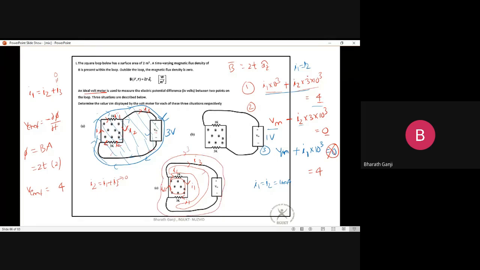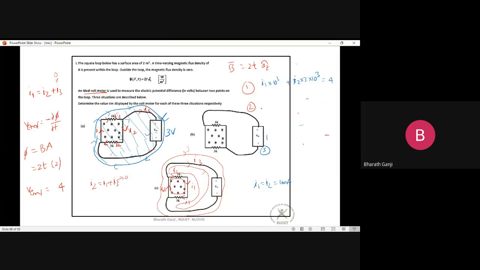So in the same way, if I write the 3 equations in the loops, suppose I write the equations in the loops, what will be the answers? So in the first loop, if I go around, I can say I1 times 1K, 10 to the power of 3, plus I2 times 3 into 10 to the power of 3. This whole thing should be equal to the potential or the EMF that is given, that is 4 volts.